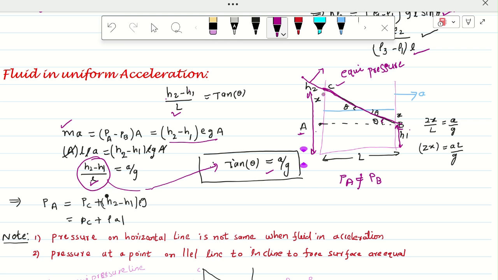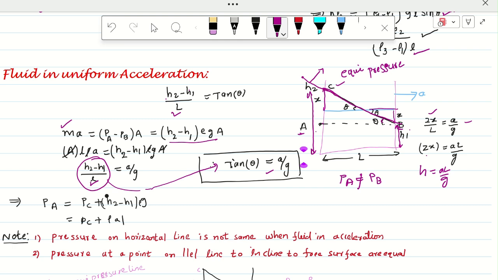So this H distance is raised on one side, opposite to the acceleration. The same x distance is depressed on the other side. The same volume of liquid is depressed by x distance and the same volume is raised on the other side. Therefore total H2 minus H1 will be 2x. By L equal to a by g, then 2x equal to aL by g. This is H: H is equal to aL by g.